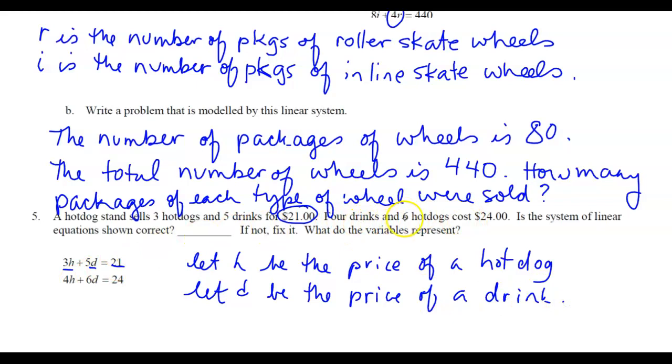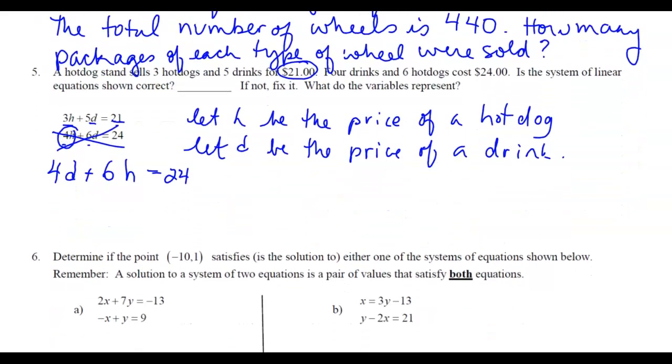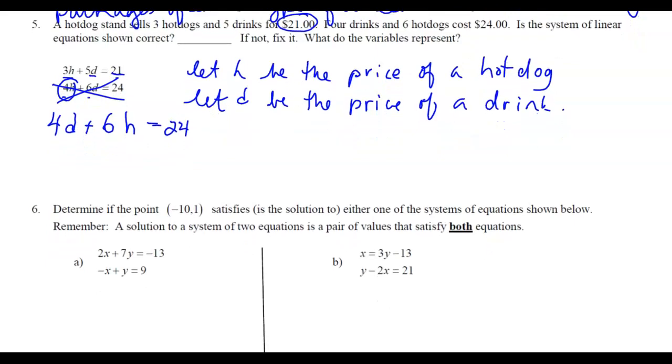4 drinks and 6. So we've got 4 and 6, but notice how the 4 is with the H. So this is incorrect. This should be 4D plus 6H equals 24. So the numbers were just mixed up with the variables in that one.